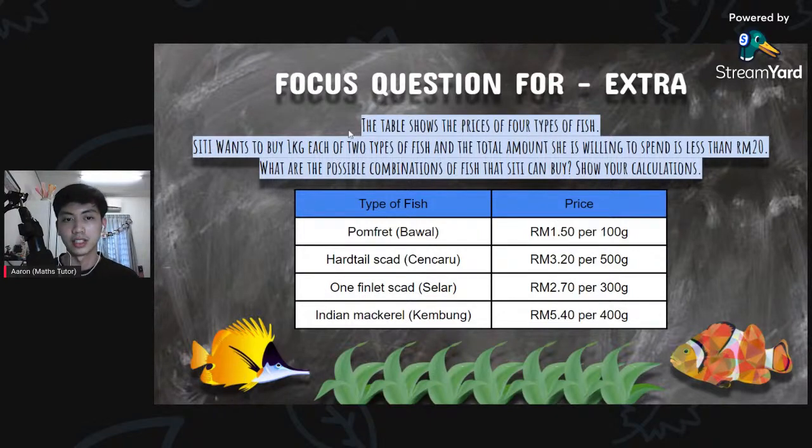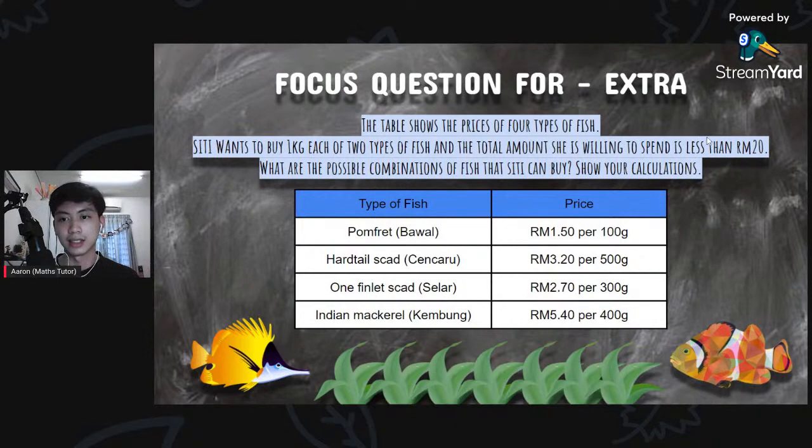She just wants two types, and the total amount she is willing to spend is less than 20 ringgit. She doesn't want to spend more than 20 ringgit. If it is exactly 20 ringgit, it cannot. Maybe she needs 19 ringgit 99 sen, which is still acceptable.